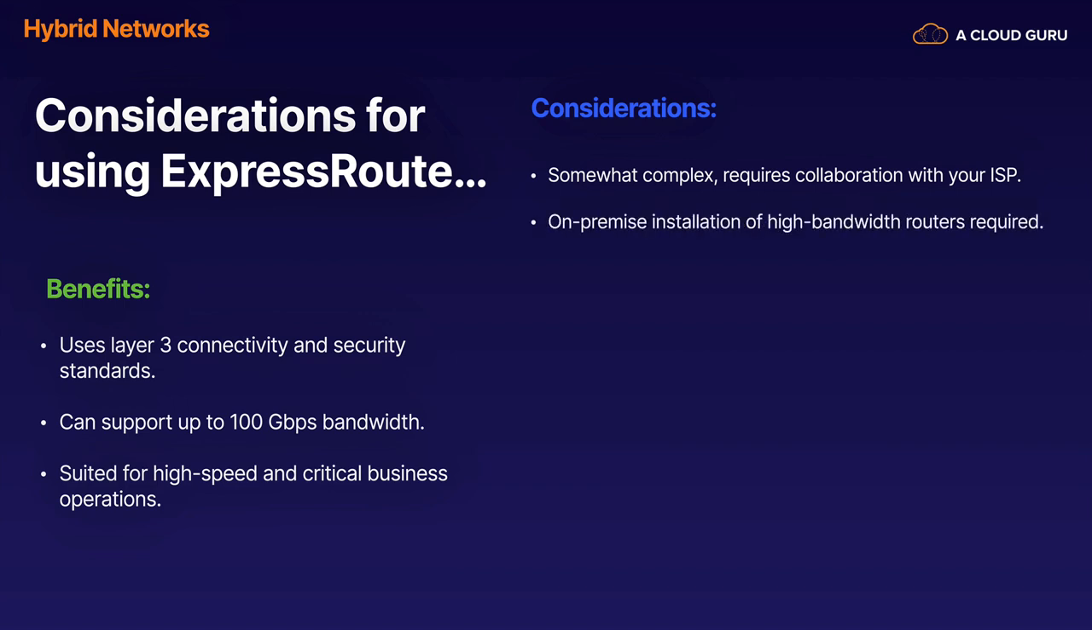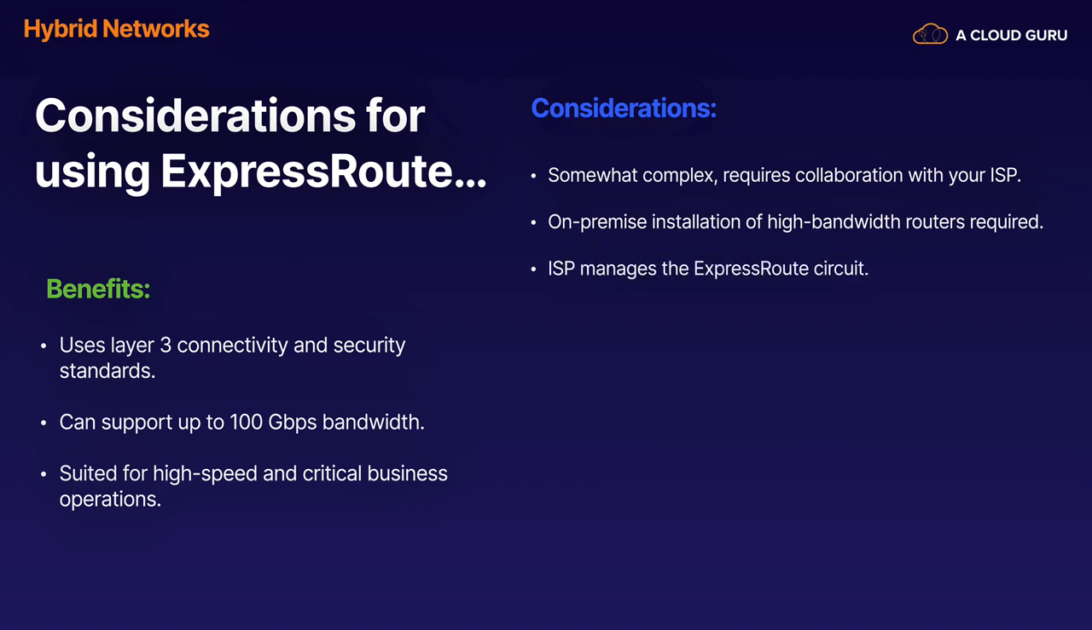So your on-premise installation of high bandwidth routers is necessary. I've seen actual physical appliances brought in for this, but I've also seen people use an on-prem hypervisor, VMware, for example, or Hyper-V, and install virtual routers. But any way you look at it, these are going to be very, very resource intensive and rather pricey to license.